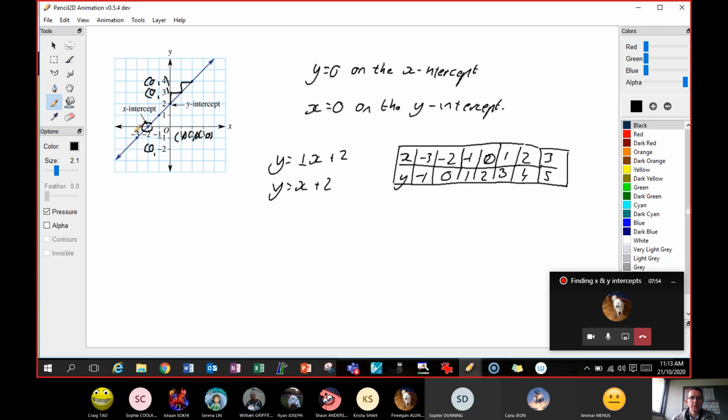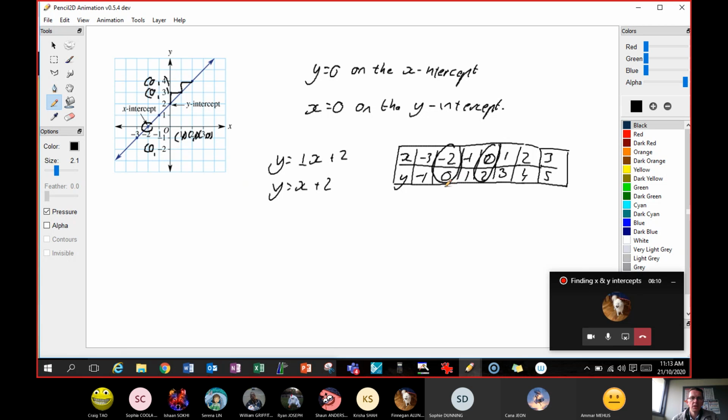Now your x-intercept, as we said, y will equal 0. So when does y equal 0? That's my x-intercept, -2. For the y-intercept, x is always going to be 0. Where x equals 0, that's going to be my y-intercept.